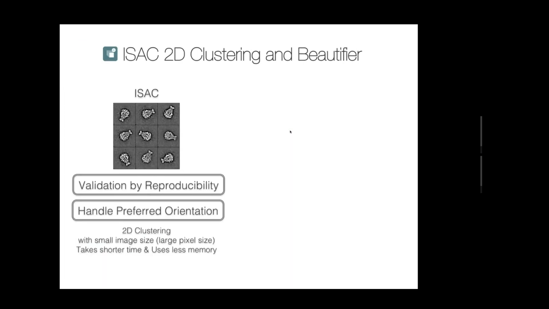The next step is ISAC 2D clustering and Beautifier. It is ISAC where we first introduced the concept of validation by reproducibility. The idea of this approach is simple. If we run 2D clustering multiple times, each particle should always be assigned to the same class, and should result in the same 2D alignment.